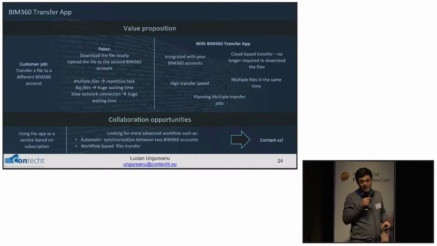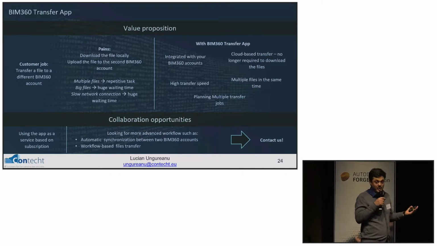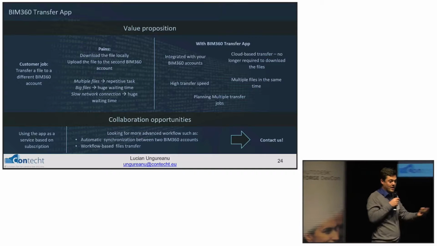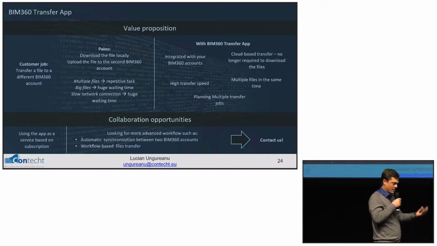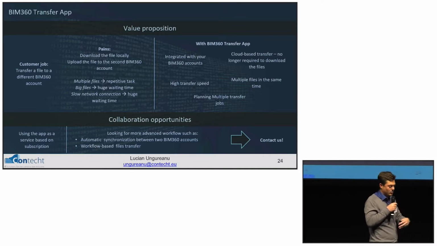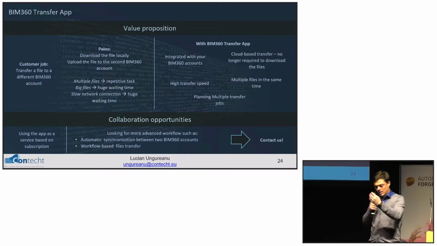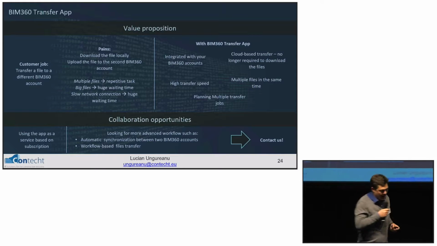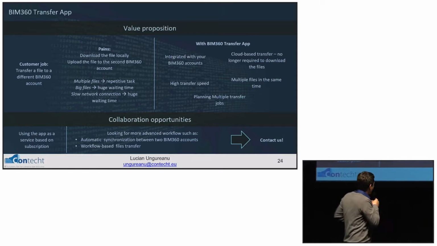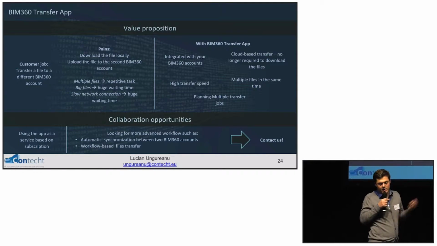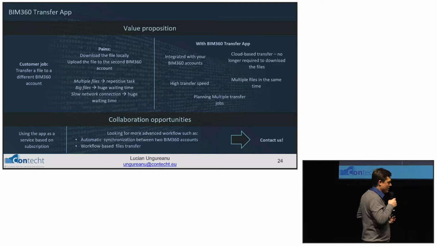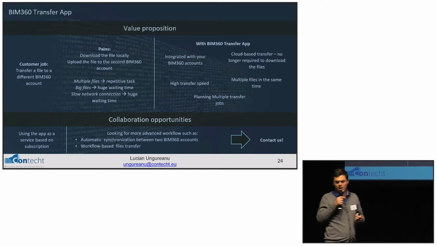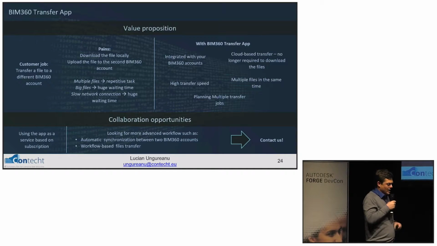If you have multiple files, you have to repeat the task over and over again. A big file means huge waiting time. You are dependent on the network: how fast can your network support the download of the files to your machine, and then the upload back to the other BIM 360 account. And the app we developed is integrated with your BIM 360 account. Basically, it's a 3-legged authentication, right?